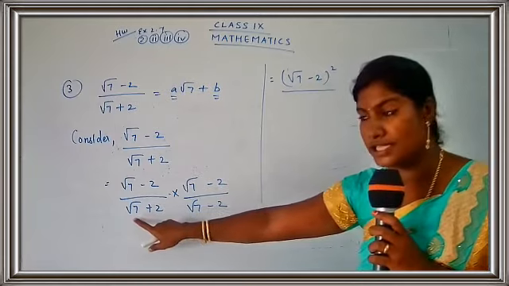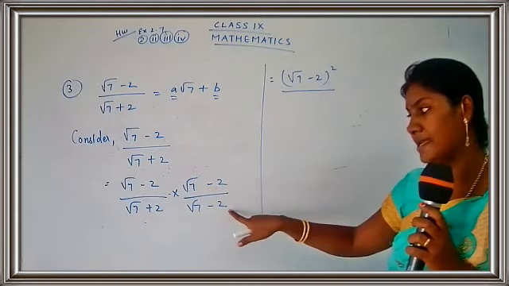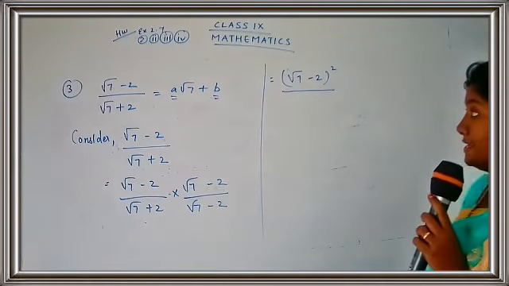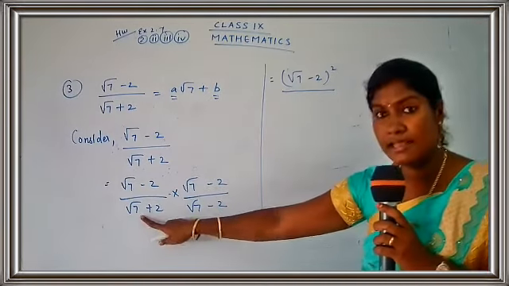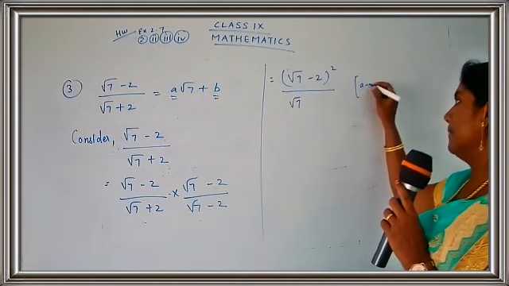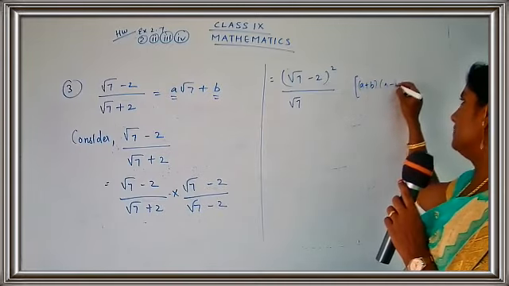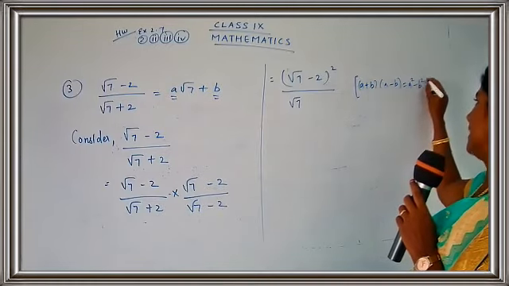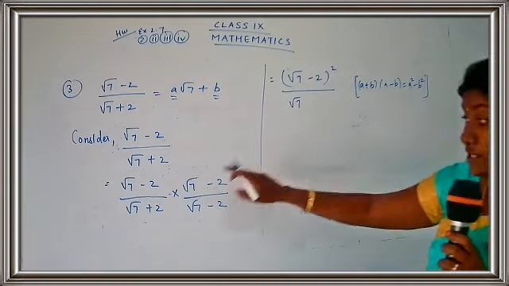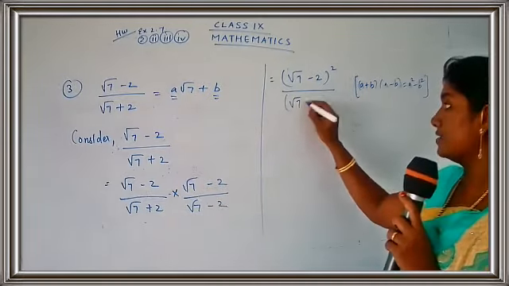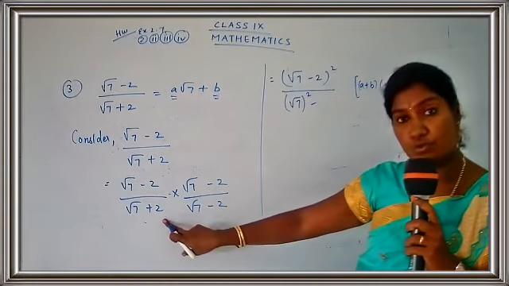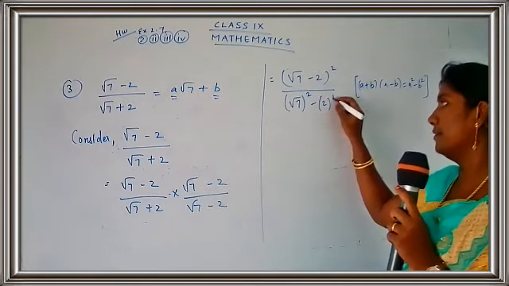Now be careful here. This is a plus b, a minus b. What is the formula for a plus b, a minus b? a square minus b square. What is a? a is root 7. So a plus b, a minus b is equal to a square minus b square. What is b? b is 2. So you get root 7 square minus 2 square.